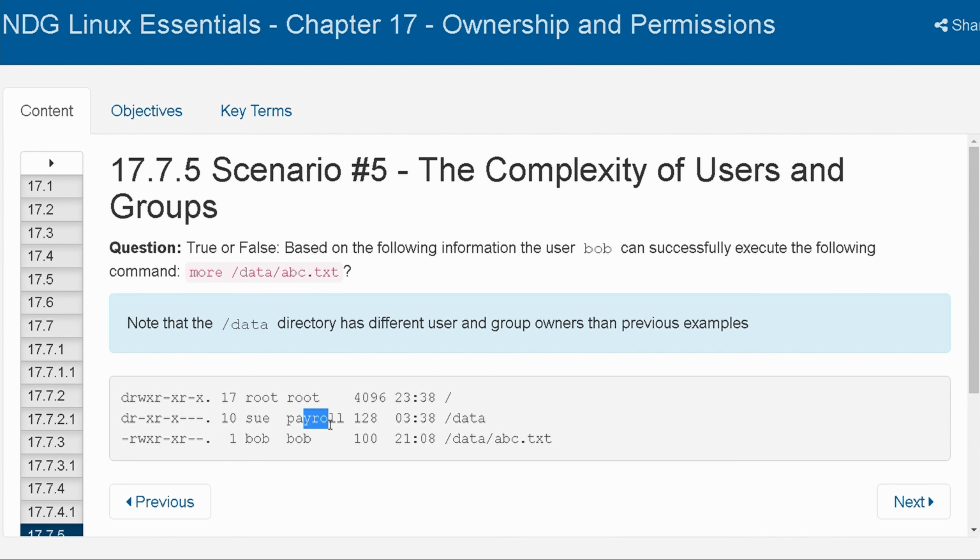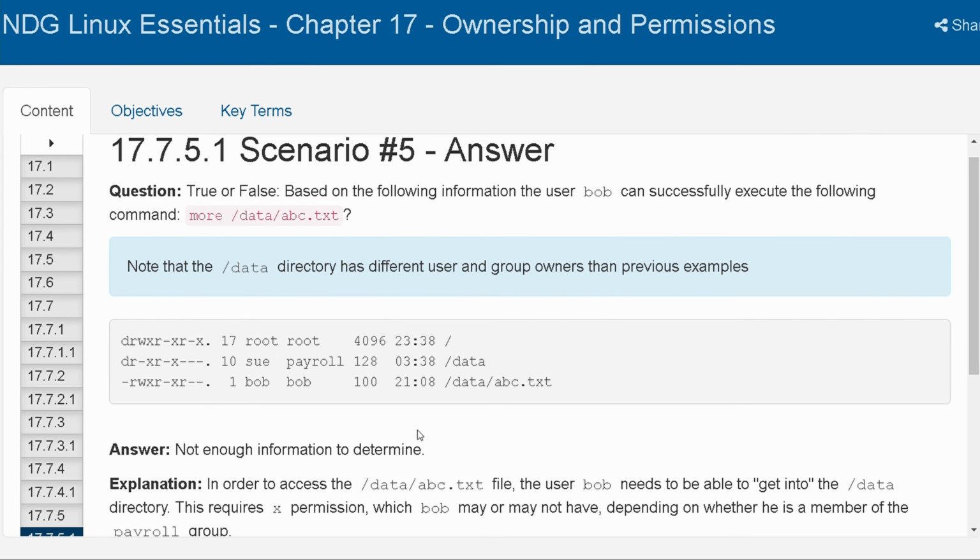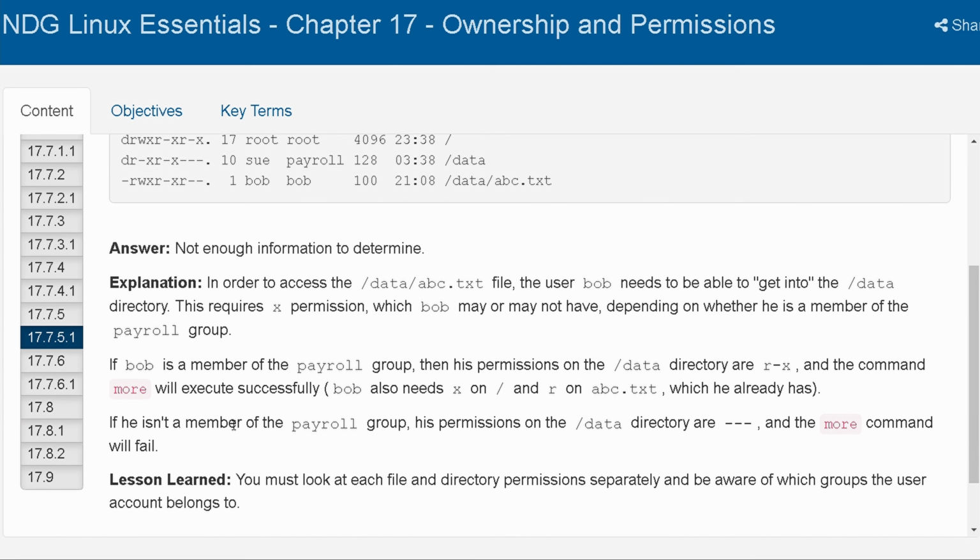However, if he is part of the payroll group, we are going to be able to execute into this directory since we have the X here for our group members, and then we're going to be down here, and the user Bob has all the permissions which he is allowed to do. Again, Bob can only execute this command if he is in the payroll group. If he is not, then he is not able to. So not enough information is given here. If we click next, we can see that, and we can also see the explanation for this.